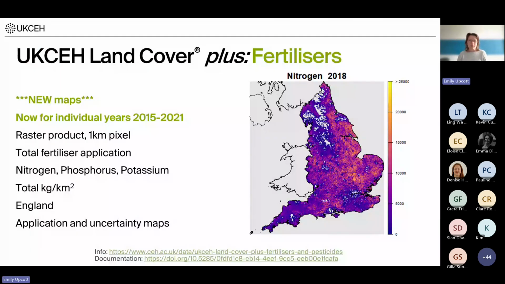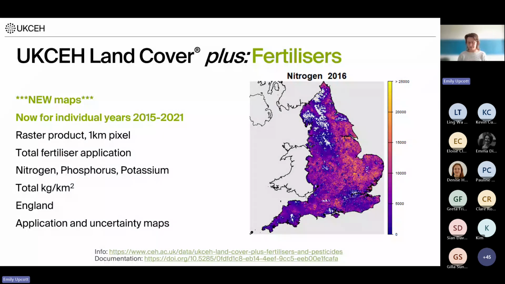Moving on to our fertilizers maps. I'm hoping this GIF is showing all right for you. We have some new maps, and these maps are for individual years this time, covering 2015 to 2021. It's a raster product with 1 kilometer pixels, and each pixel shows total fertilizer application in kilograms. And yeah, we have this for nitrogen, phosphorus, and potassium across England, and that's because the data used to model this came from just England, and we aren't able to extrapolate beyond the data we've got.